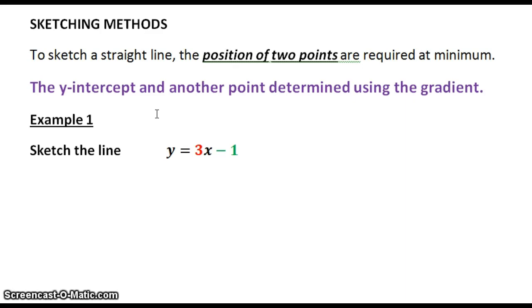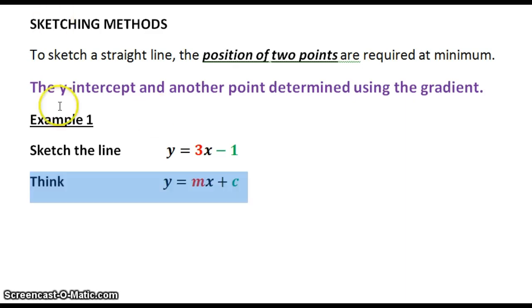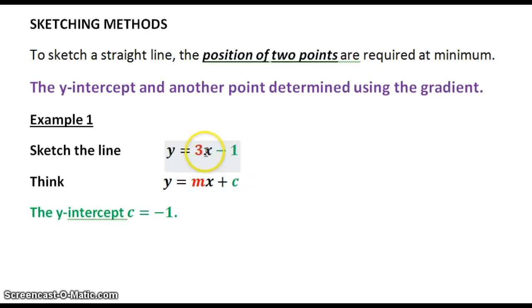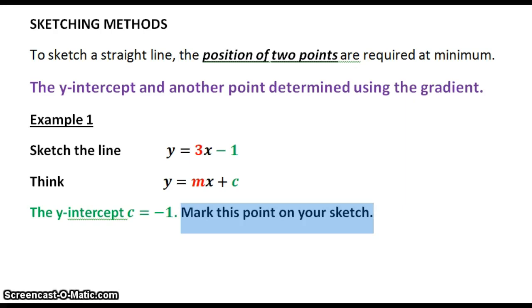In this first example, we're going to sketch the line y equals 3x minus 1. Now you might ask, is y by itself? It is. Therefore I compare it to y equals mx plus c, and we line up the terms. Now we can see that the y-intercept is this second number, minus 1. It's by itself, not attached to the x. So that is the y-intercept. That gives us a starting point, so we mark this point on our sketch.